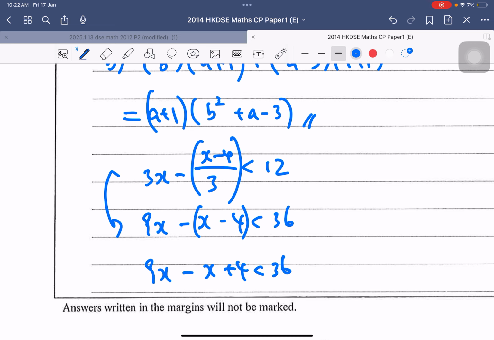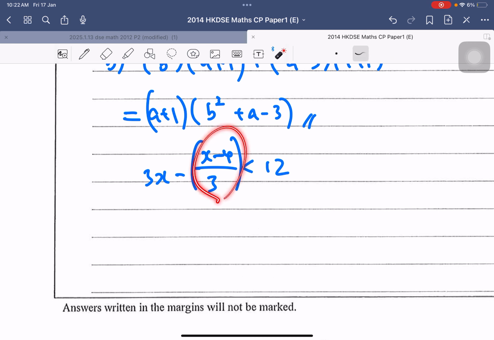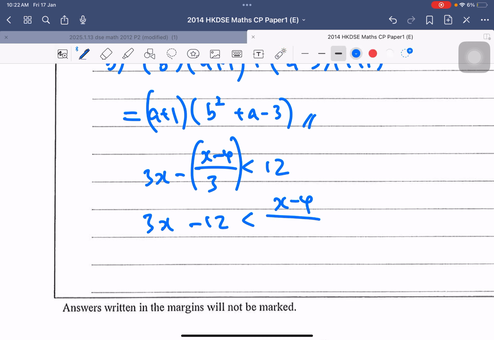Okay? Some of you, Eddie, use another method. We learn from Eddie, okay? Ria, listen first. If you have a fraction and a whole number, an integer, you don't change them directly. You move the fractions together. You move the whole number together. So we have 3x minus 12 smaller than x minus 4 divided by 3. Then it's very clear. You get rid of the fractions.